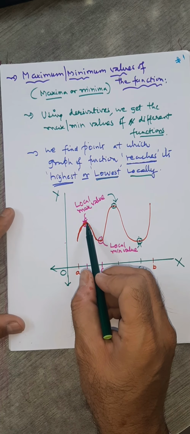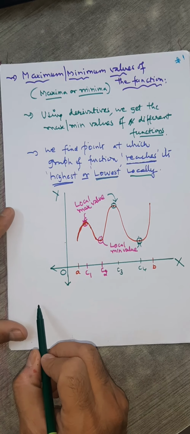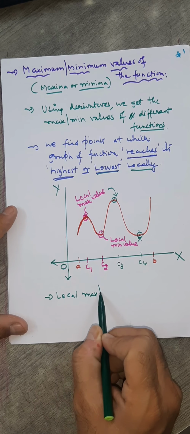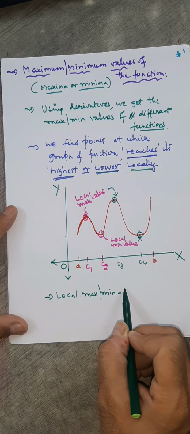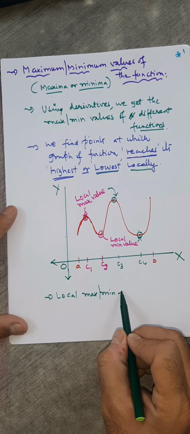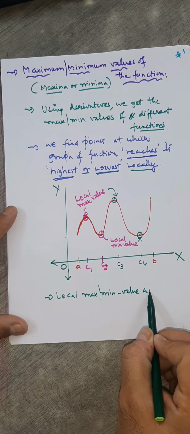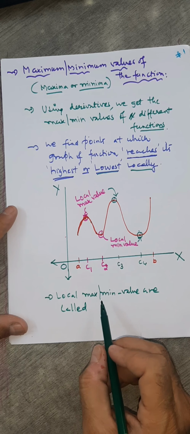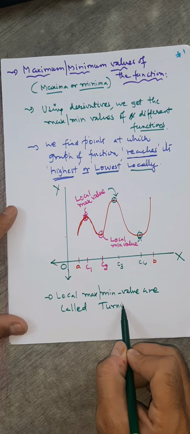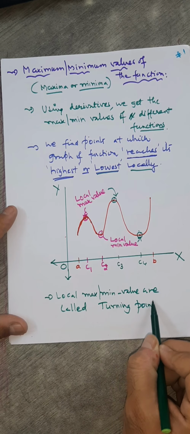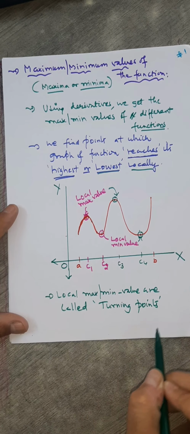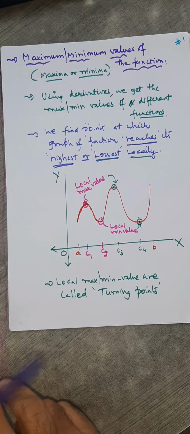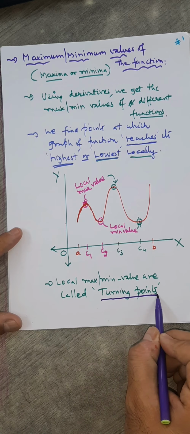Okay. So we call sometimes these points turning points, right? So local maximum or minimum points where the function attains the local maximum or minimum values are called turning points. There the function takes the turn. Turning points means what? There the function changes direction. You can see in the graph. These are known as turning points.